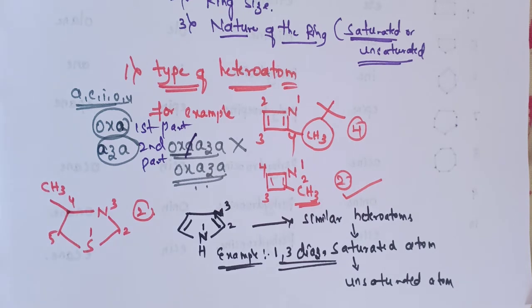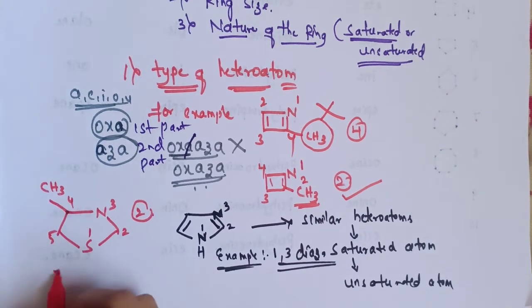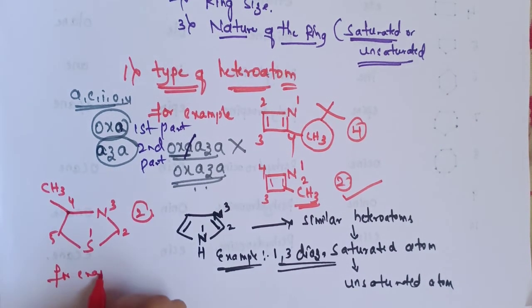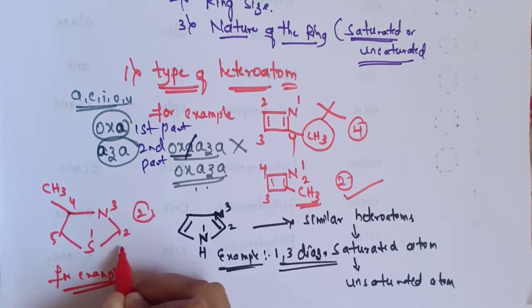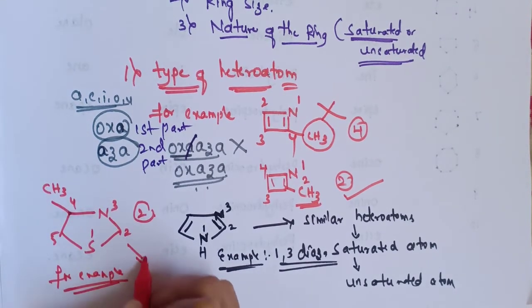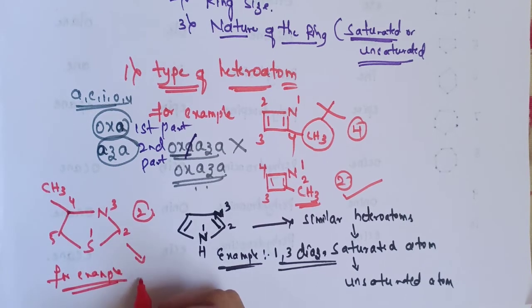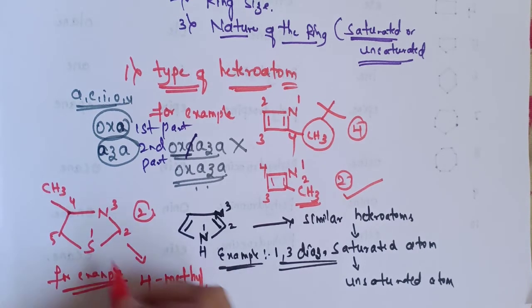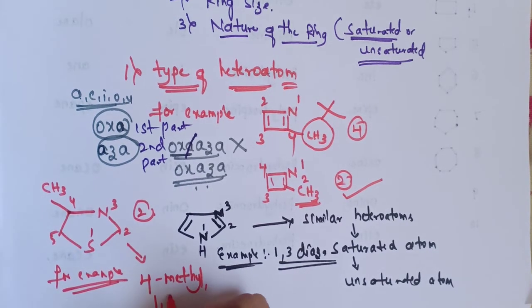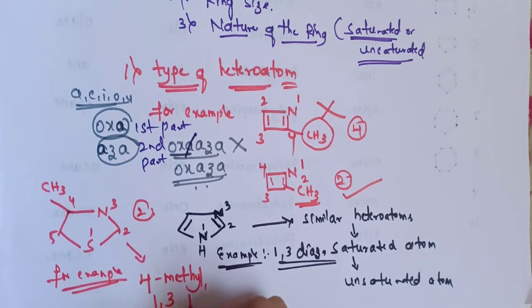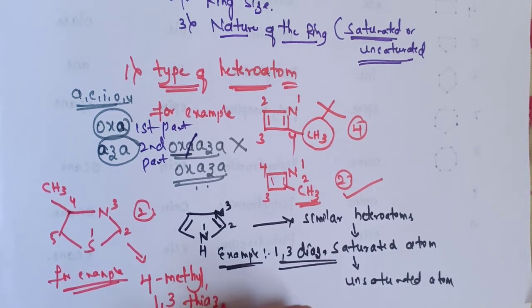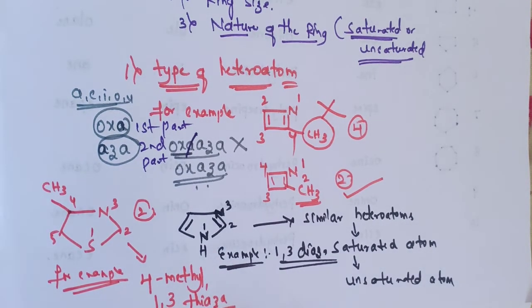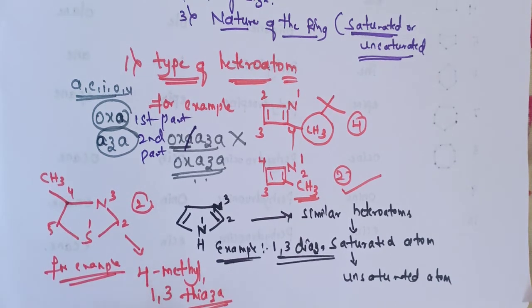Let's see the naming for this. If a substituent is present, to name this, first this methyl is taken, that is 4-methyl, and in the 1,3 thiaza. This is the naming of this one.